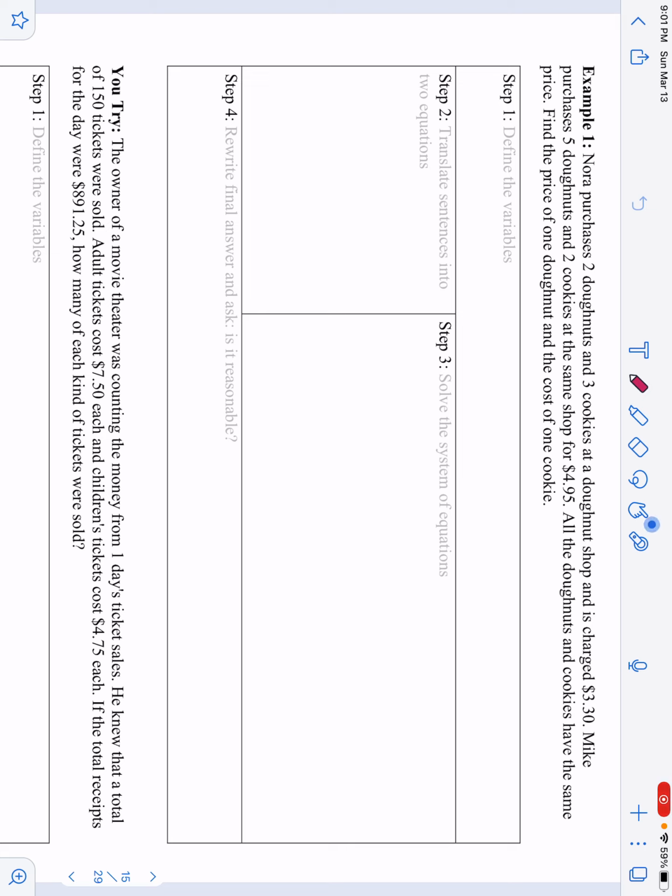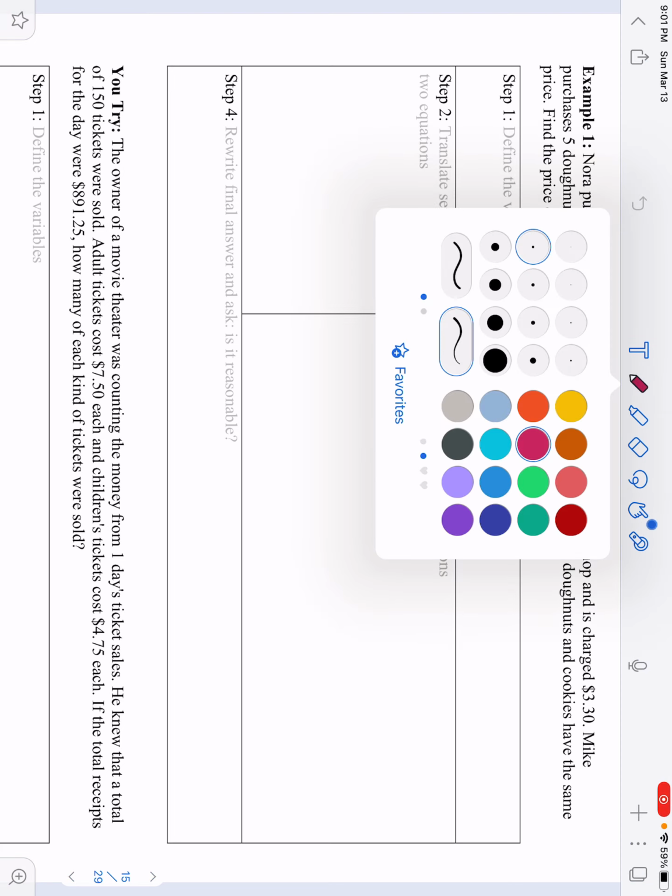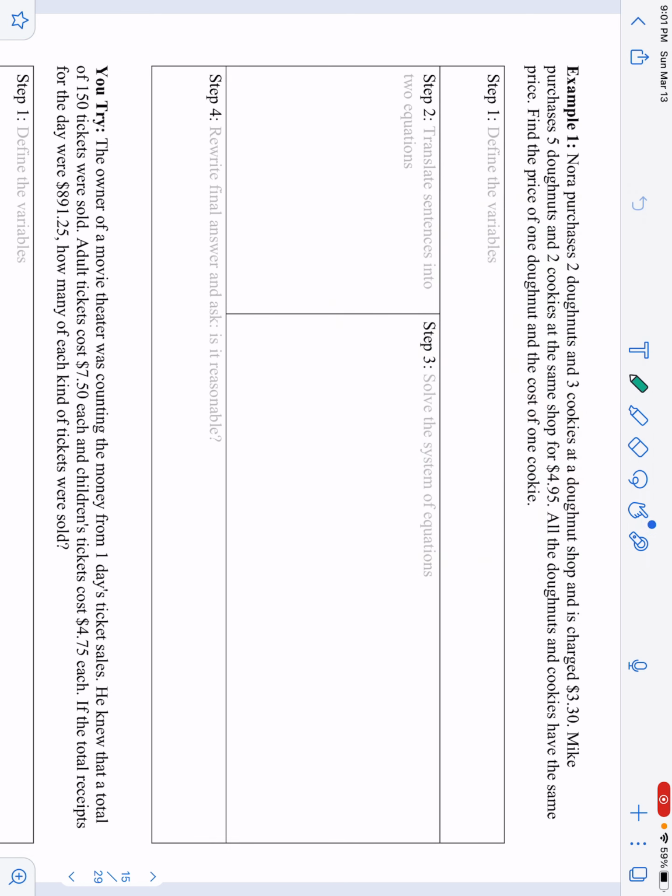So step 1, whenever we're doing word problems, is to always define our variables. And you can choose any letter you like for your variables, but try to choose letters that make sense. So, for example, in this case, we're looking for the price of a donut and the price of a cookie. So I want to use D for the price of a donut. And try not to just write donut because that can mean a lot of things, right? So D would be the price of one donut. Okay, it's not like how many donuts we bought, because I know how many donuts each person bought. So then the other variable we want to use is C for price of one cookie.